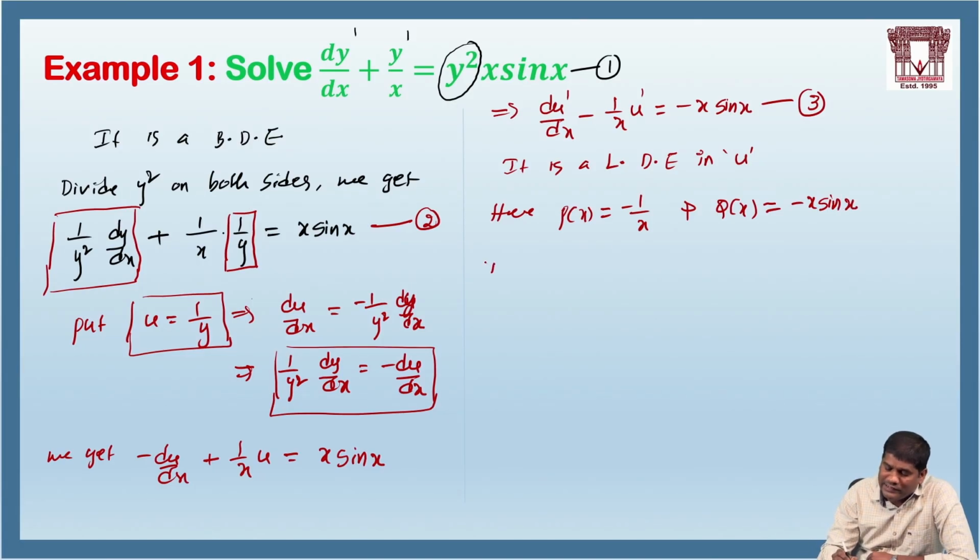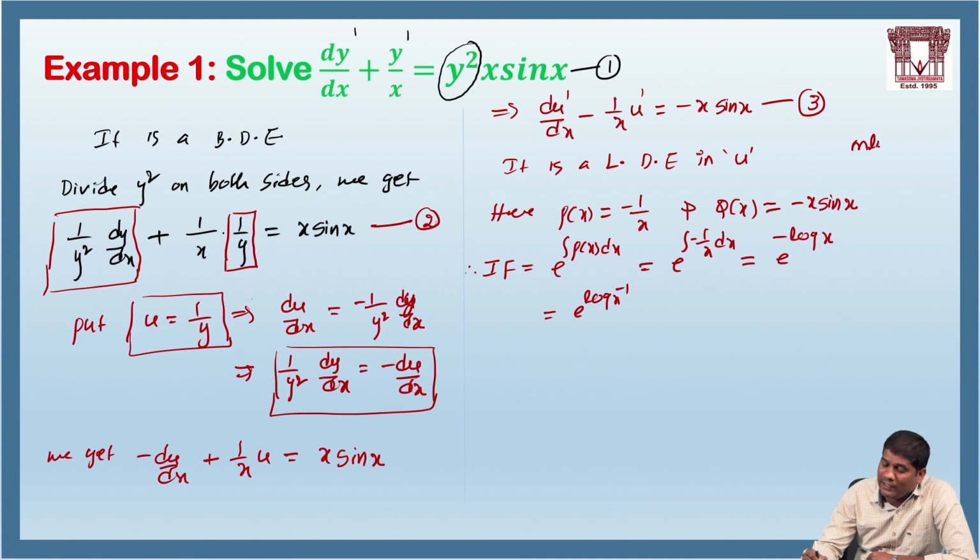Now we have to find its integrating factor. The integrating factor is equal to e to the power integral p of x into dx, so this is equal to e to the power integral minus 1 by x into dx. Then this is equal to e to the power integration of 1 by x, which is log x. There we have the minus, so we can write minus log x, so e to the power minus log x we can write as e to the power log x to the power minus 1.